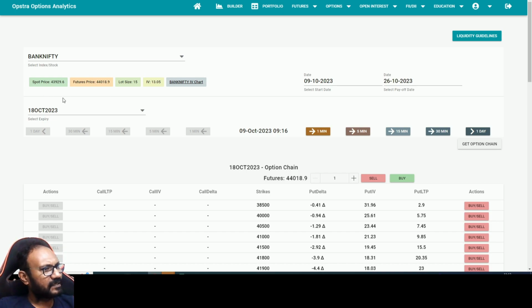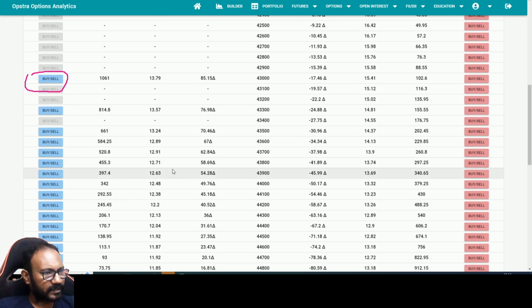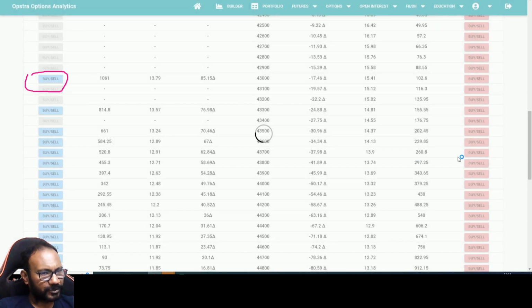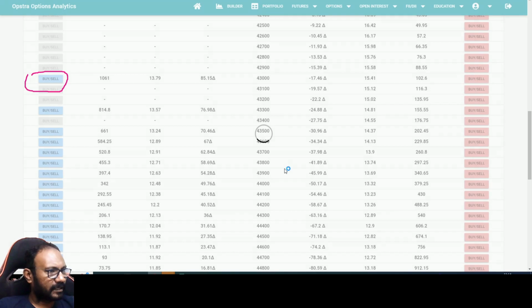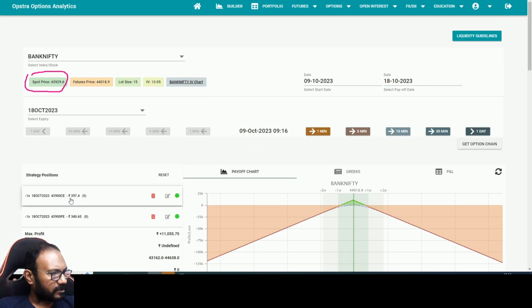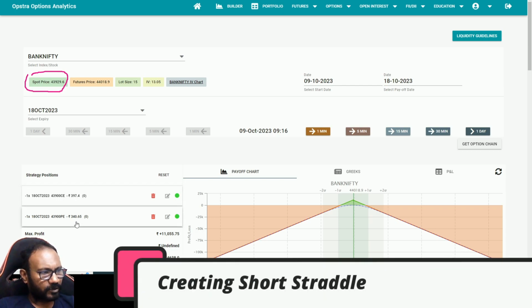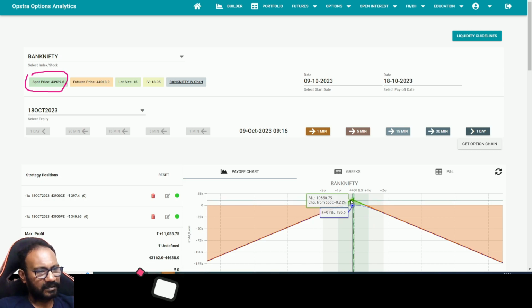As usual, we are going to see what the spot is trading at: 43,929. This is the 18th October expiry, and the date is 9th. So I'm going to show you a short straddle again of the 43,900 strike. Do a quick add position over here, 43,900. Another position added. Now we have calls trading at around 400 rupees and puts trading around 340 rupees. This is the position that we have taken.